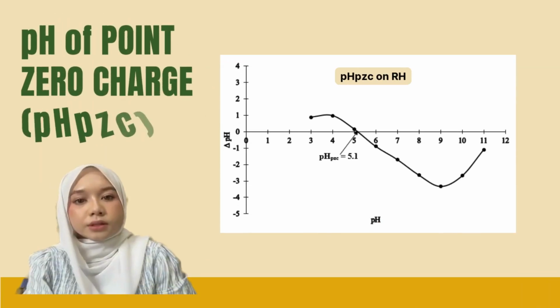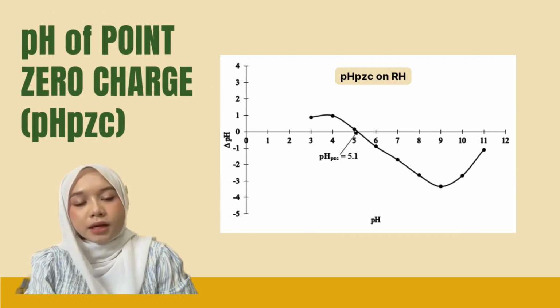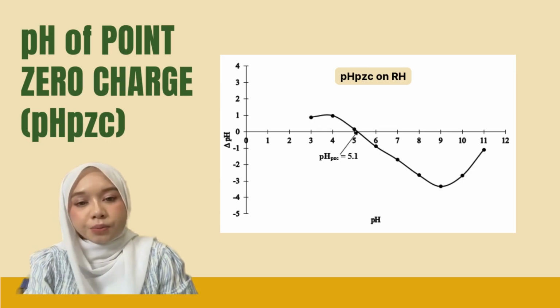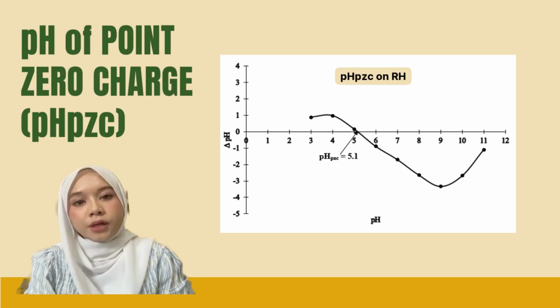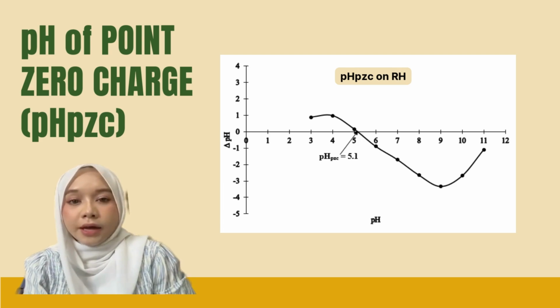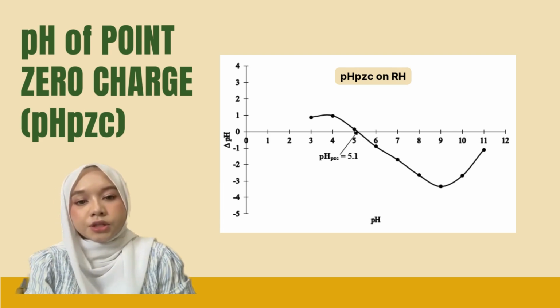Moving on, the surface charge behavior was analyzed using pH-PZC. The pH-PZC value of the adsorbent is approximately 5.1. Consequently, when the solution's pH exceeds the pH-PZC, the surface becomes negatively charged, enhancing electrostatic attraction toward the cationic methylene blue.